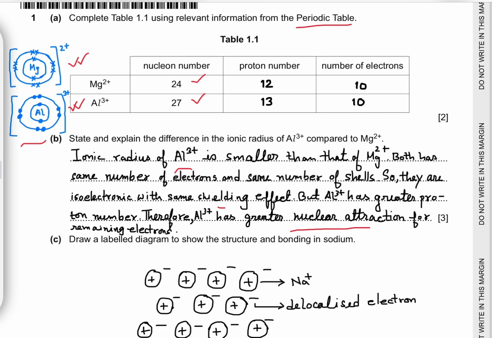Sodium is a metal. It will release the outermost shell electron as a delocalized electron and it will become positively charged. So here is the positive charge of sodium plus and these are the electrons in the sea of delocalized electrons.